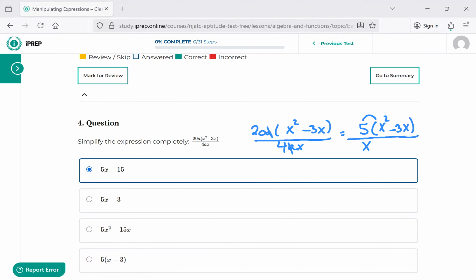And then go ahead and FOIL that 5, so that's going to be 5x squared minus 15x all over x. And then what I could do is, let's divide each term by x. So we have 5x squared over x minus 15x over x. So 5x squared over x is just 5x. And then over here, negative 15x over x, the x cancels, you're left with negative 15. So you have 5x minus 15. There we go.